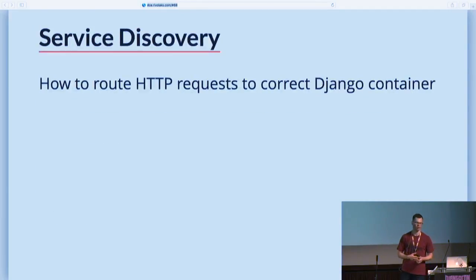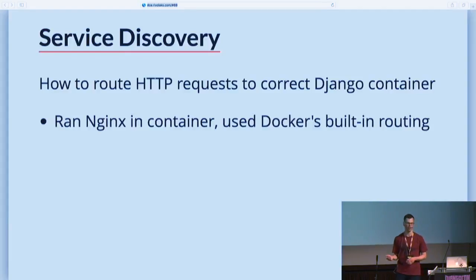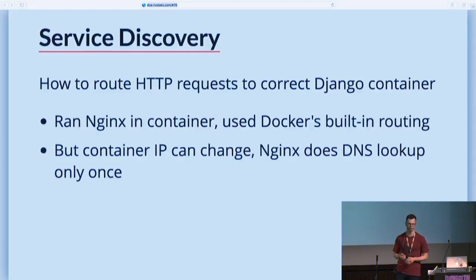Next, let's talk about service discovery. So on this pic diagram I showed, I said that when an HTTP request comes in, then Nginx needs to forward it to the correct application and its Docker container. And because we run Nginx in a container, it can use Docker's built-in DNS to figure out the Django container's IP using its internal host name. Sounds good. But in reality, when you stop and start containers, their IPs can change. And it turns out that Nginx only does the DNS resolution once when it reads the configuration file. So after some service restarts, you might have HTTP requests sent to a wrong application.